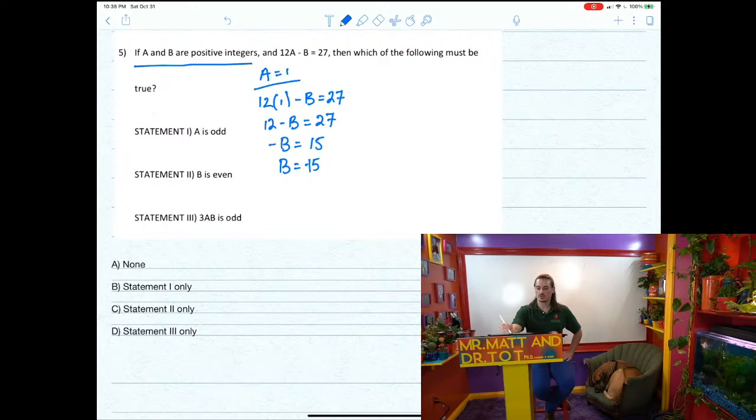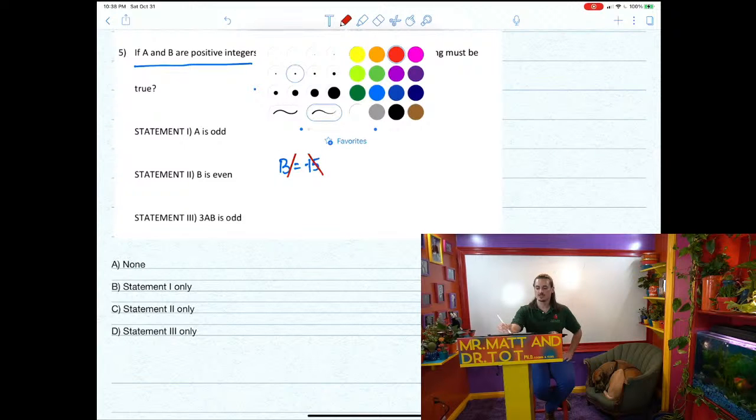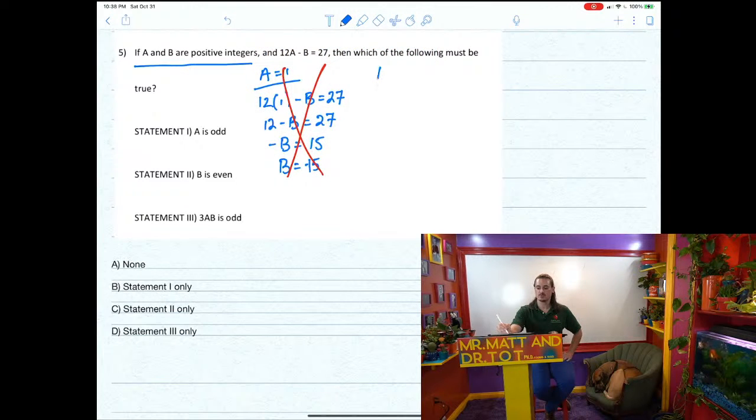12 times 2 is 24, so I get 24 minus B is equal to 27. Subtracting 24, I get negative B is equal to 3, so B would be equal to negative 3. So if A is equal to 2, then B would have to be equal to negative 3. That can't be the case either, because A and B both have to be positive.